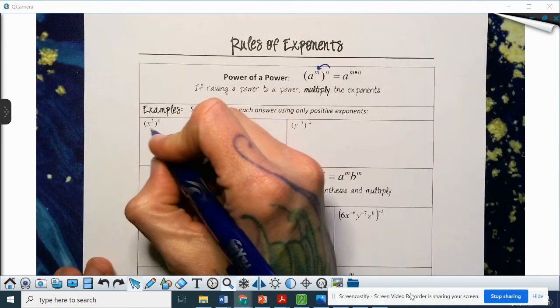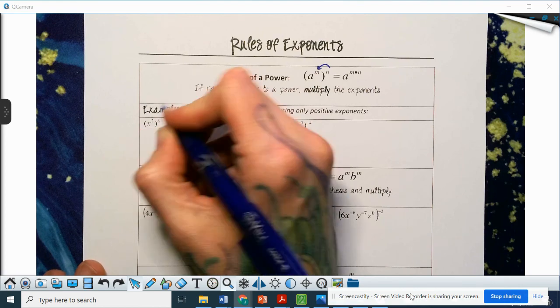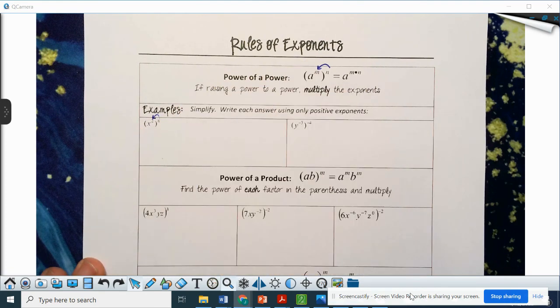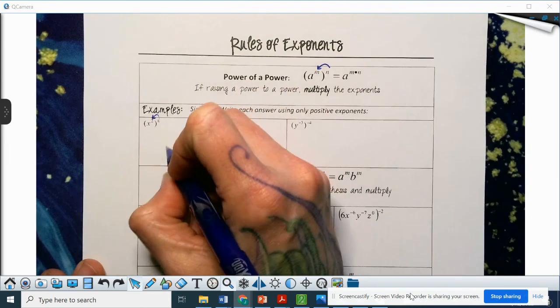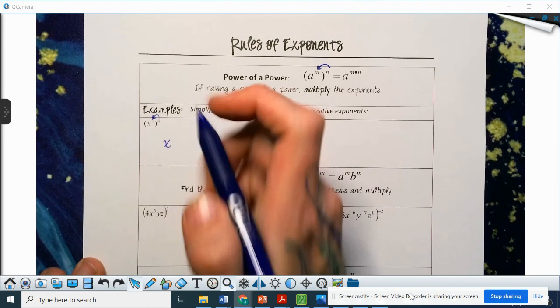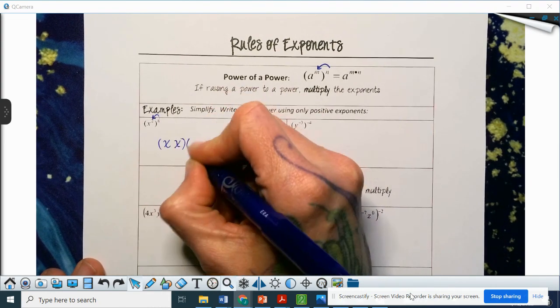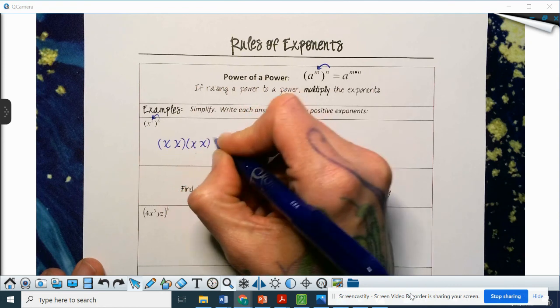So that's x squared, then raised to the 8th power. Your parentheses is what lets you know. So then this is going to be x. And what that means is you did x times x, x times x, and you're going to do it 8 times.